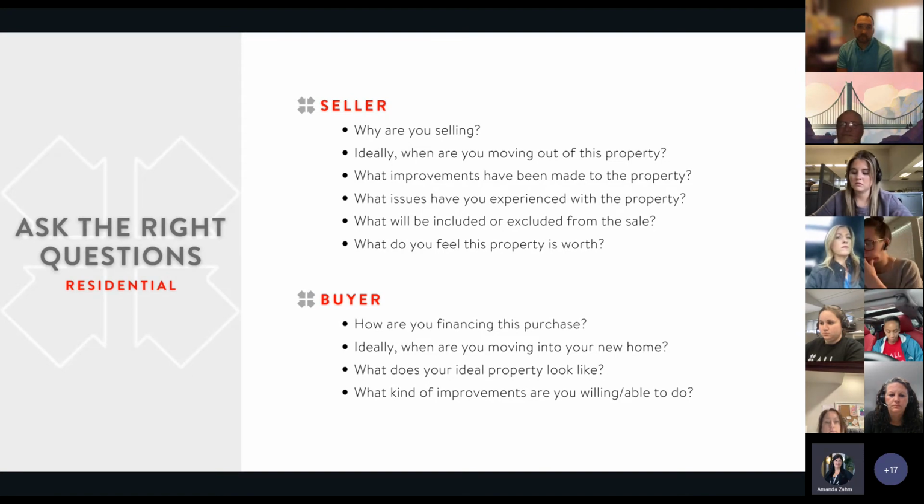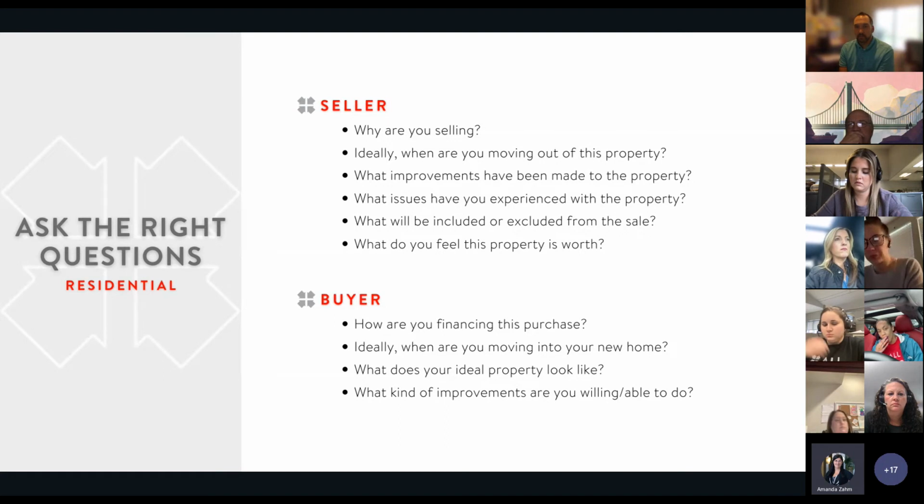This house has been in the family for 50 years and they want to see it go to a nice family. That can really make a big difference on how you're going to be negotiating your contract. I put on here, ideally, when are you moving out of this property? I feel like that is a great way to get a gauge for their timeline. Are we in a huge rush?